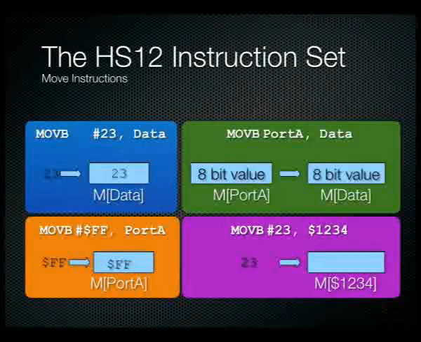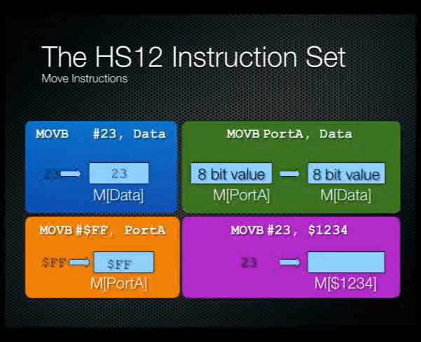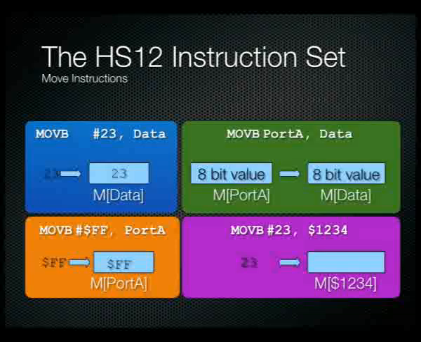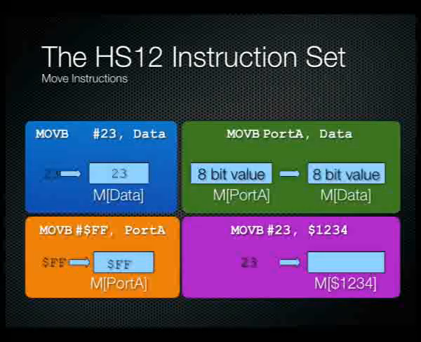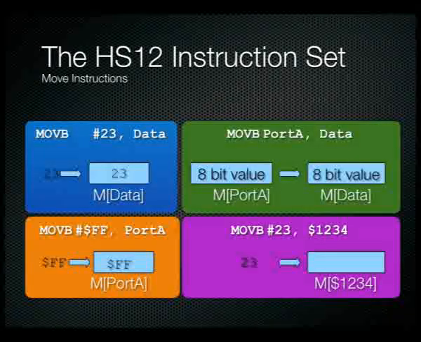Another example where we do a move B of a hexadecimal value FF onto port A. So simply we move that immediate value that will be in the instruction queue straight onto port A. Okay, and we've got another example here where we move the decimal value 23 into a memory location where we've actually used its address value. We don't have a label referring to that address, we've actually used its direct address value.